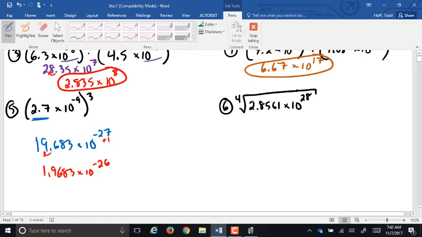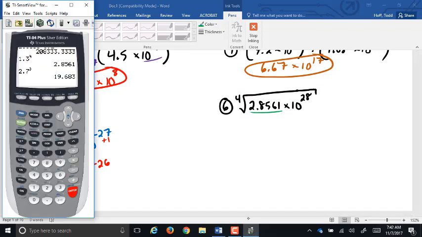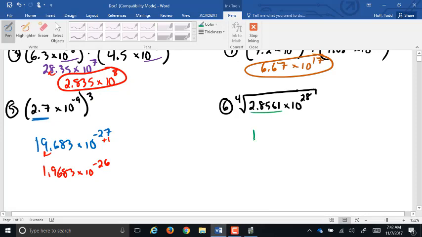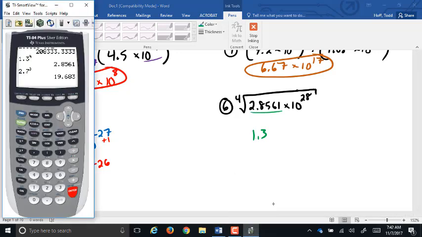Over here, fourth root. We take the fourth root of the number. Fourth root of 2.8561 is 1.3. On your calculators, all your calculators are different, but most of you will actually have an X root or an N root key that's above your power key. So you would type in 4. Now on my calculator, I go through a menu, select the X root, and then I put in the 2.8561. So I had to type in that 4 first to tell it that it's a fourth root.